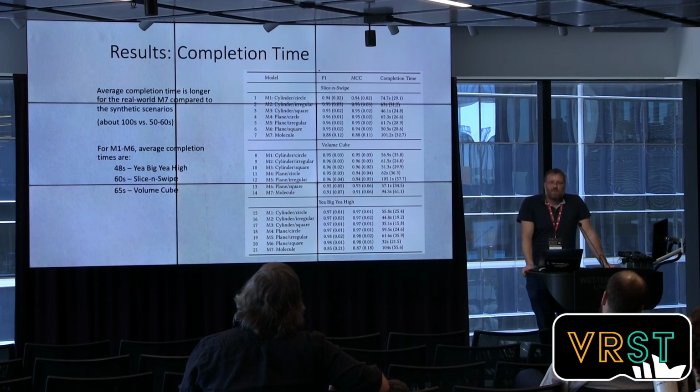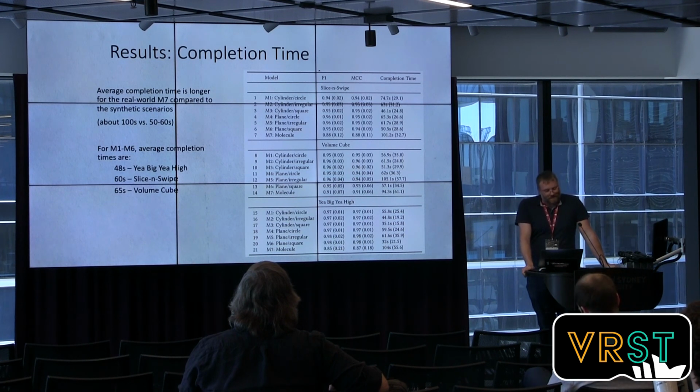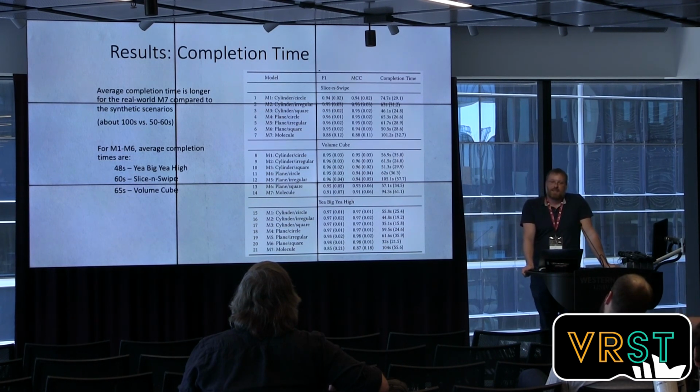That's actually not surprising. It had a little bit more navigation because users wanted to look around and see all the different dense parts of it. And the selection target was a little bit more complex as well. For the synthetic data, the models M1 through 6, on average for Yea Big Yea High took about 48 seconds to select, 60 seconds for slice and swipe, and 65 for volume cube.